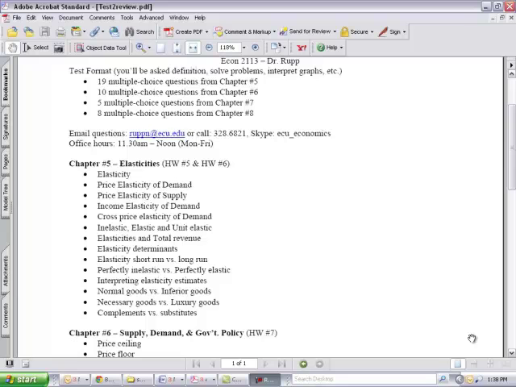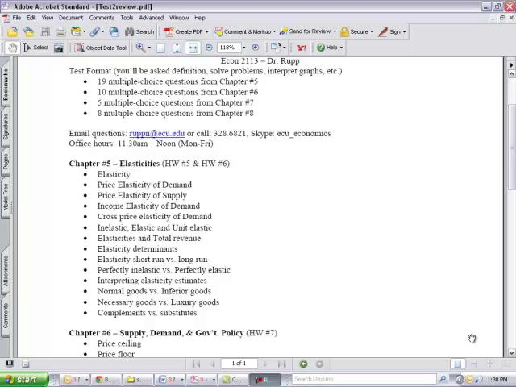Chapter 5, if you remember, we broke that one in half. That was the elasticities chapter, and it was comprised of 2 homework assignments, 5 and 6. So here's a rough breakdown of what to expect on the upcoming test. You'll see 19 questions from Chapter 5, 10 questions from Chapter 6, 5 questions from Chapter 7, and 8 questions from Chapter 8. All I've done is pull up those 4 homework assignments and go over a couple of highlights from each of them.